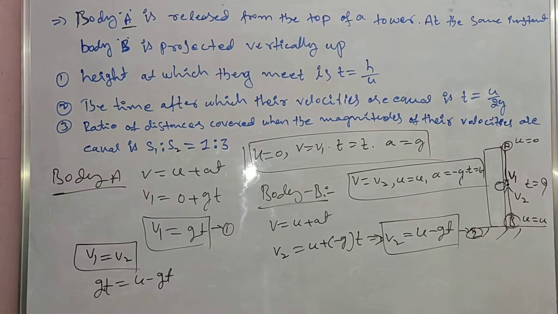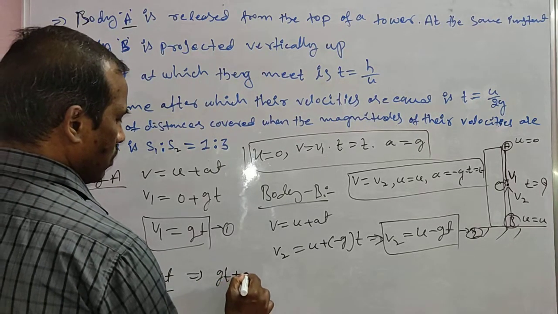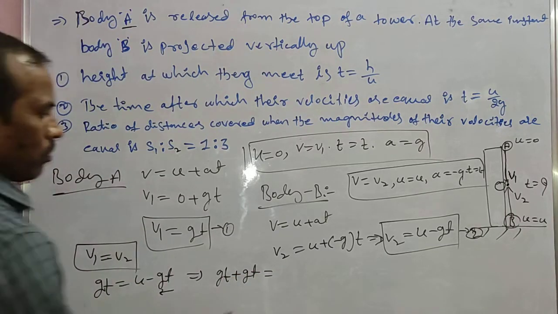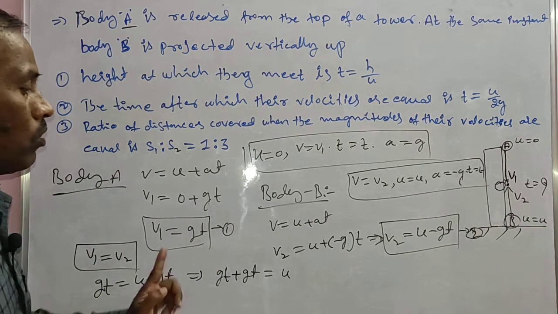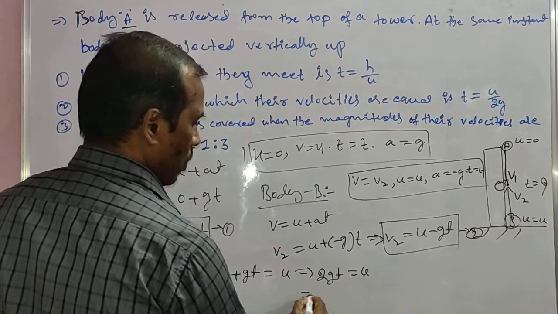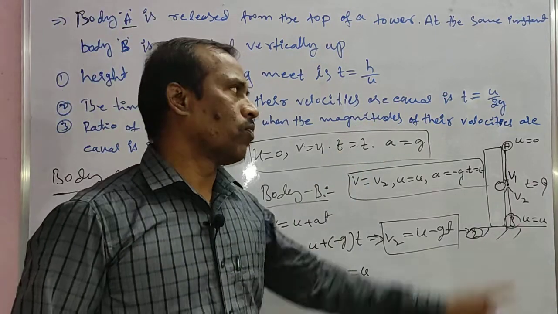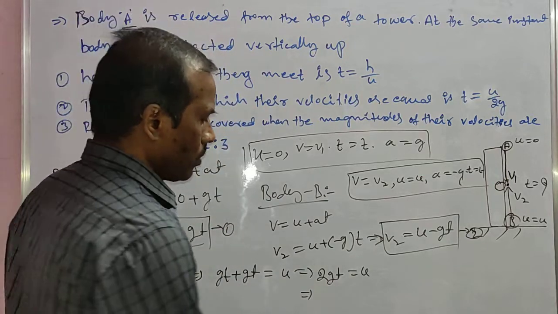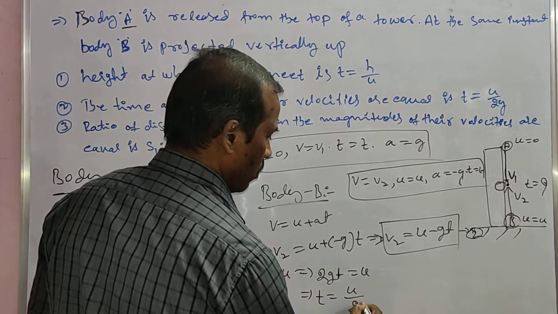Now simplify. Taking the left side, u - gt plus gt is equal to just u, and gt plus gt to gt, that simplifies to gt is equal to u. So we want just the t value. At any instant of time at the O point, t is equal to u by 2g. This is the answer.